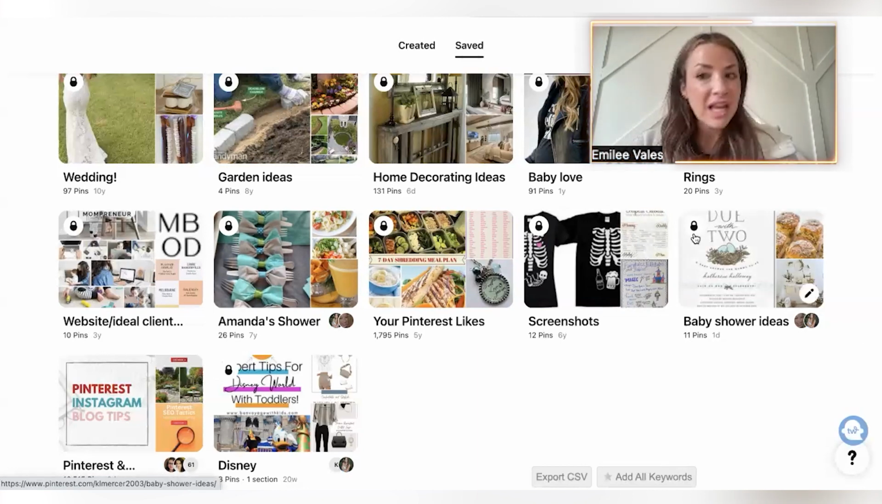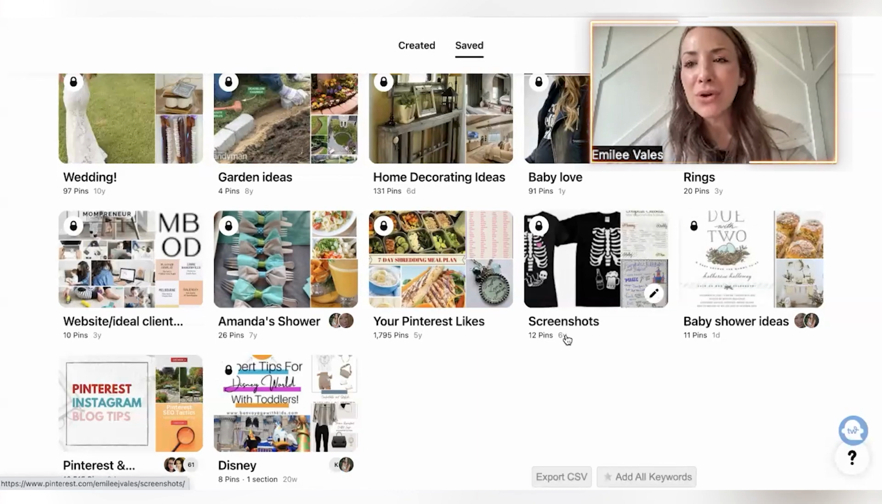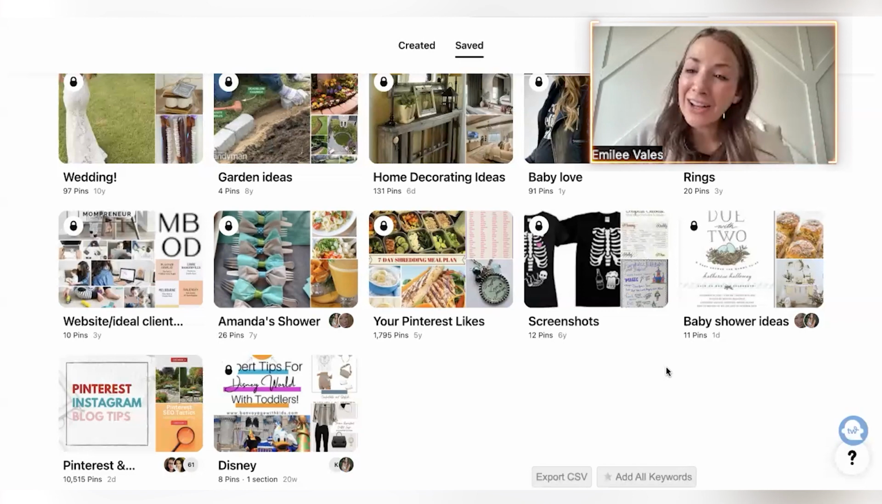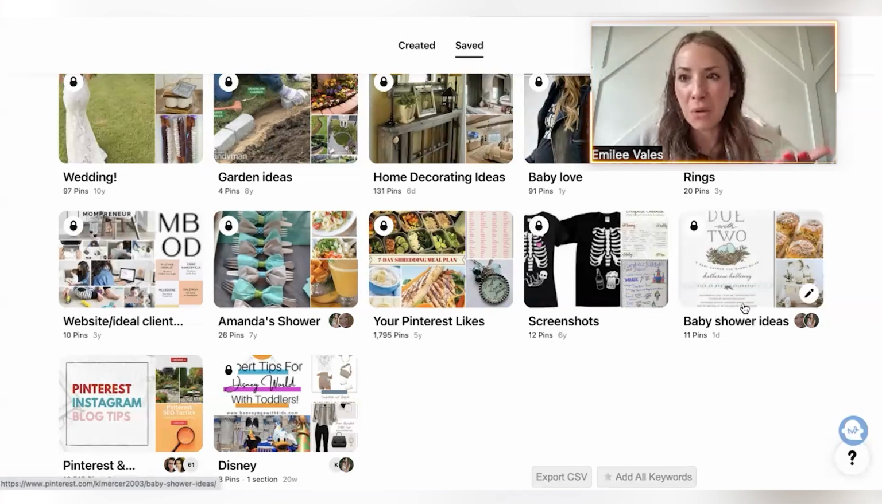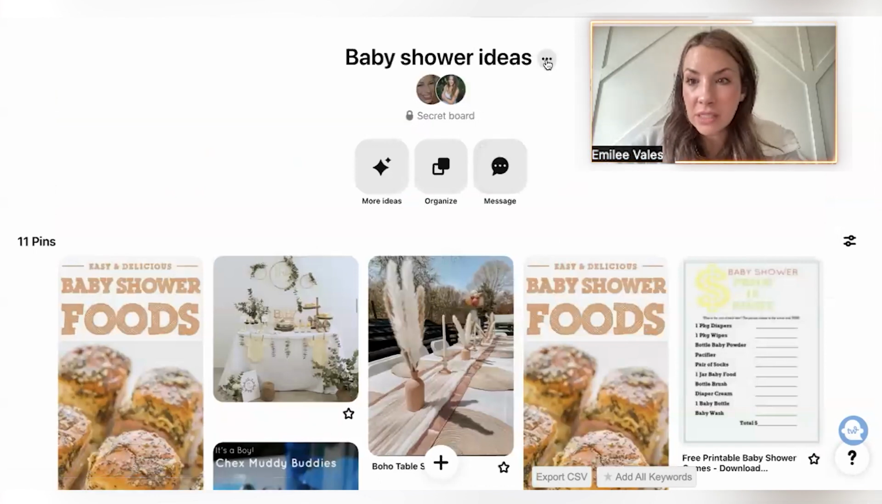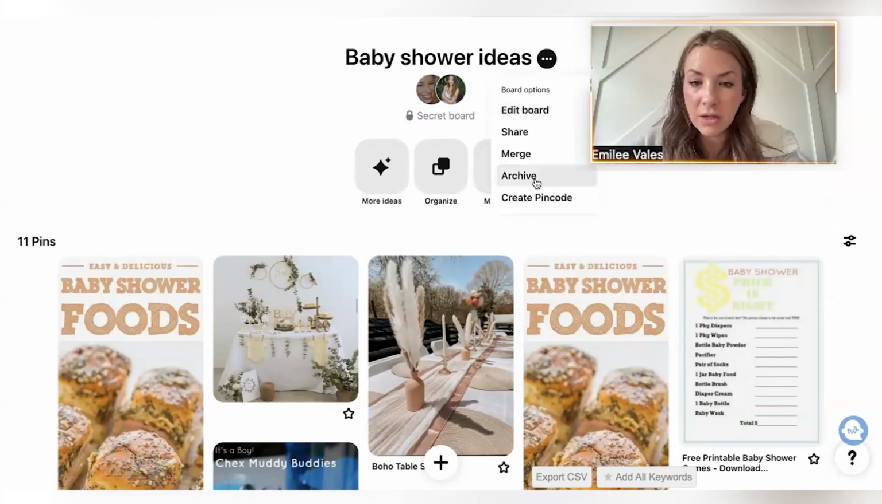This is also secret. It has nothing to do with my niche. And I'm no longer pinning to that. The shower already happened. I could even archive that board. So is it a huge deal? No, I'm not pinning to it. It's not doing anything. I could just go ahead and clean that up and get rid of it. So if you want to archive that board, go ahead and click on it, and then you'll see those 3 dots at the top. And then you could just scroll down and click on archive.